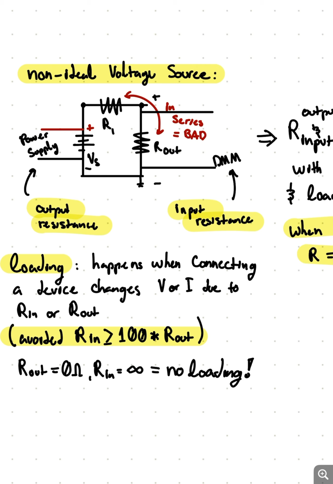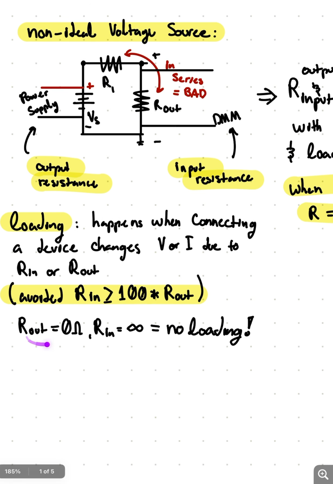And the most ideal case for no loading to occur, for basically a damn near perfect circuit that we're expecting, we need our R out, so what's coming out of our power supply, to be almost 0 ohms. And then our DMM, we want it to be infinity, in this case, because we're measuring voltage, and that allows for no loading to occur.